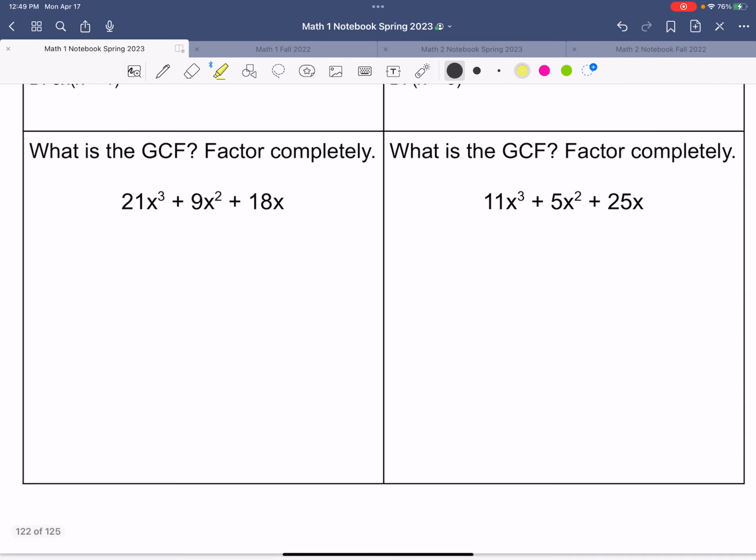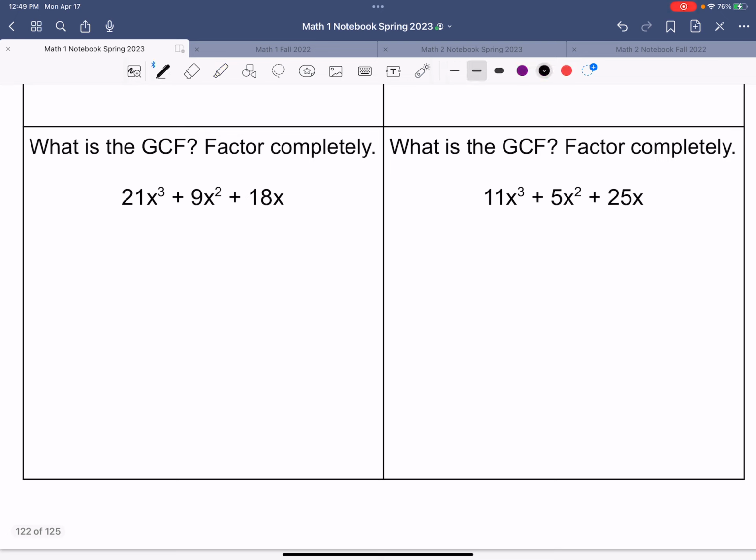All right, then what is the GCF of this third one? Well, I can divide 21, 9, and 18 by 3. I don't think there's anything larger. And since they all have an x term, and the lowest one is a 1, that's the most I can take out, is an x to the first power. So, there's our GCF, it's 3x. And what's left over comes down.